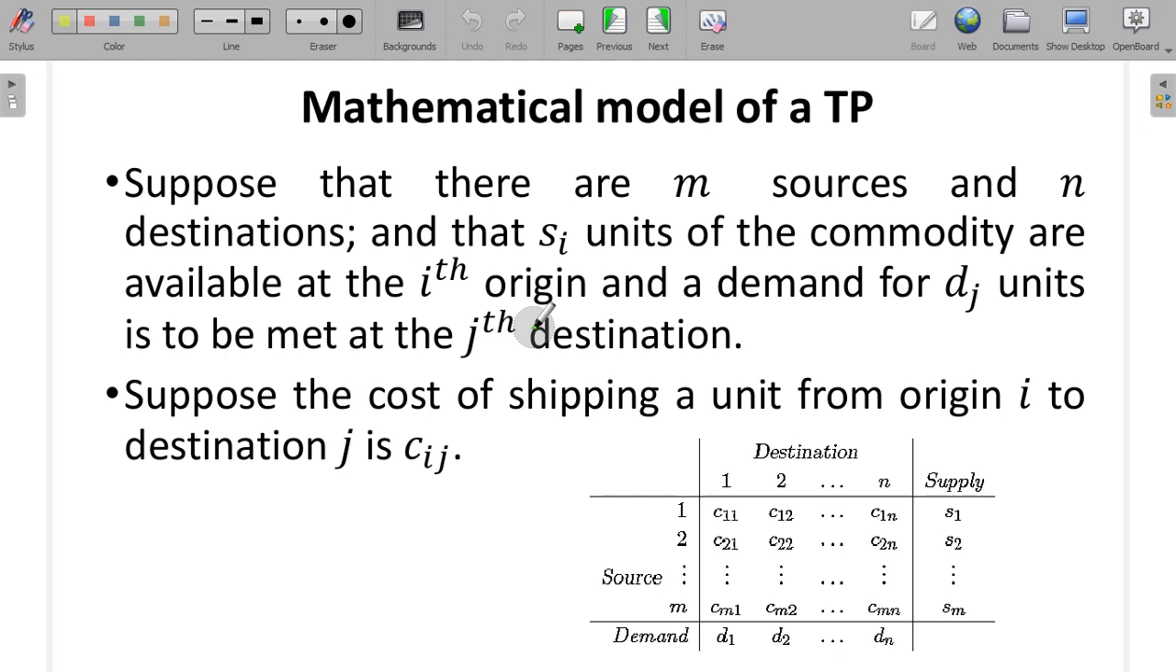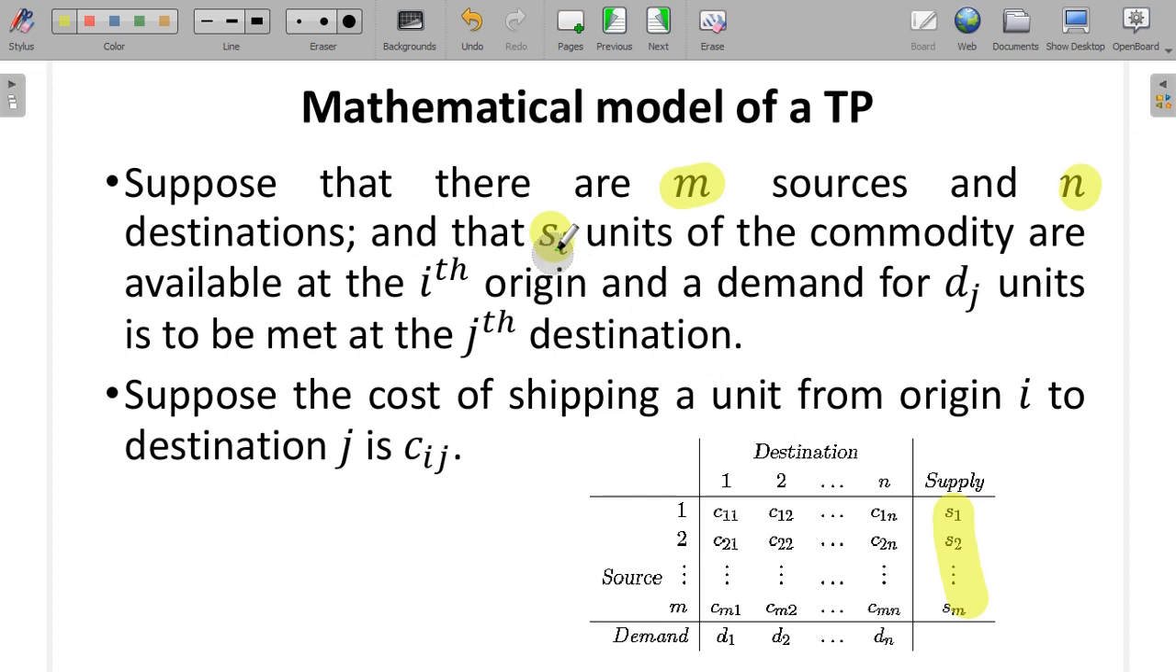After formulating a summary table for the purpose of solving the transportation problem, now we need to formulate a mathematical model that represents the information from the table. Suppose we have M sources and N destinations, and that S_i represents the units of commodities available at the ith origin, and the demand D_j units is to be met at the jth destination.